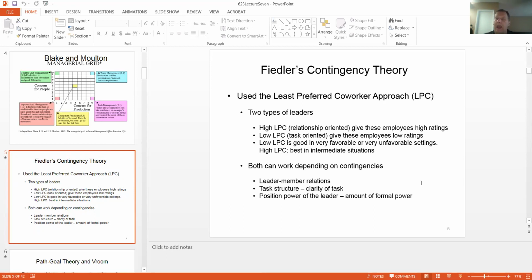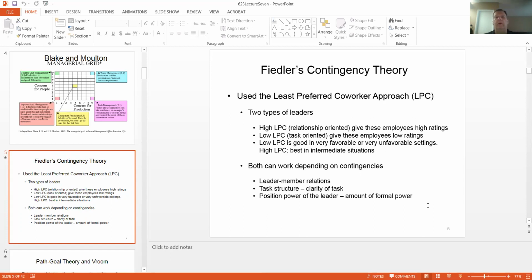By contrast, high LPC leadership tends to work well in intermediate situations where you're not at one end of the spectrum or the other. And honestly, that's where most of our organizations find themselves, in that intermediate, gray area between the two extremes. And so that's why the high LPC approach tends to work and be most appropriate in most situations, in most organizations, but it will depend upon the situation your organization finds itself in. Hence the reason why we refer to Fiedler as contingency-based theory. So both can be successful, high LPC and low LPC, depending upon your situation.